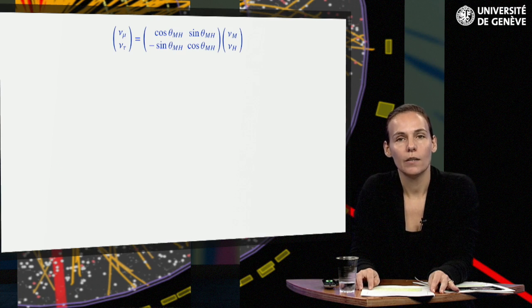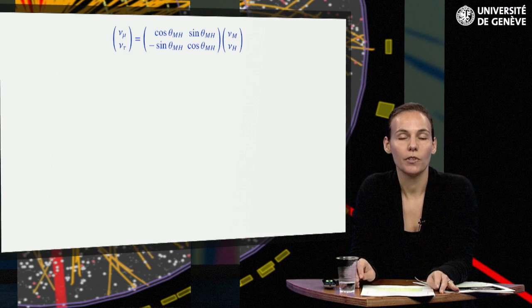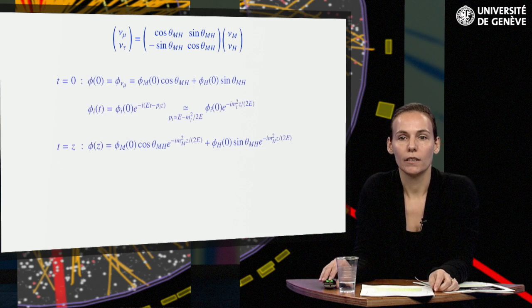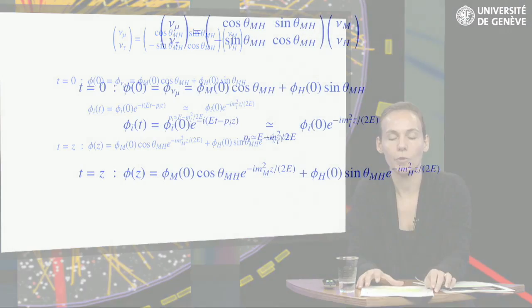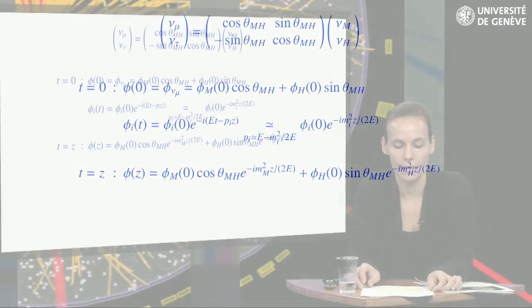The angle theta mh is the equivalent of the Cabibbo angle in the quark sector, which we have introduced in video 6.7. The two particles, nu m and nu h, propagate in the z direction, for example, with different wave functions because of their different masses. The second equation is valid in the ultra-relativistic approximation, where p is equal to E minus m squared over 2E and t is equal to z.